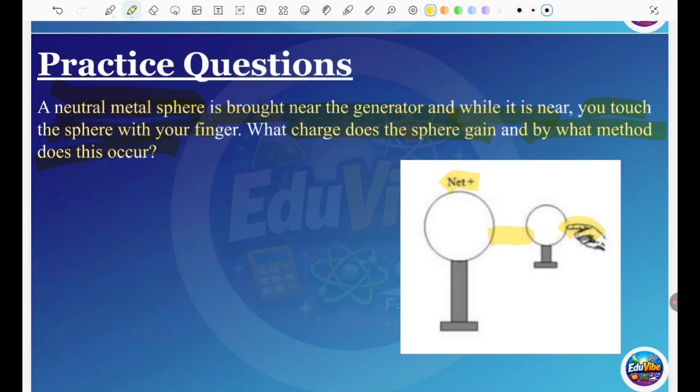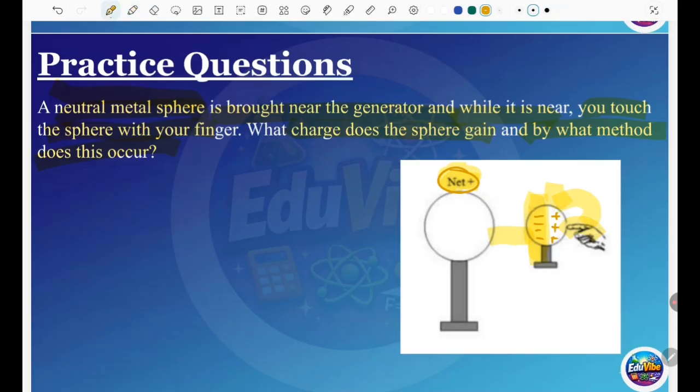As we all know, if the generator was positive and we have a neutral sphere with positive and negative charges randomly distributed, when it comes close, it will polarize, and the negative charge goes over there and the positive charge goes over there. Why does the negative charge go closest to the generator? Because the generator is positive and these are negative, so they attract each other.